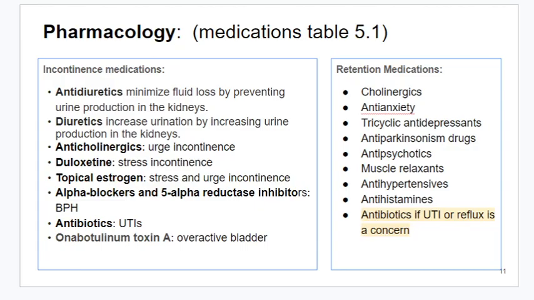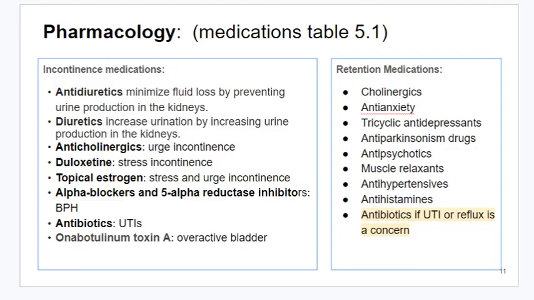We have our anticholinergics that work a lot with those that have urge incontinence. Duloxetine works more with stress incontinence. Estrogen can help with more of the stress or urge incontinence. We've got some alpha blockers that help more with the BPH, and that's more of the shrinking of that prostate, so we don't have what we consider the overflow incontinence. Obviously, we have antibiotics that can treat urinary tract infection. And then for those that have an overactive bladder, there's oxybutynin, which is not one of the drugs I expect you to know. I'm just voicing this because it is in your book there.